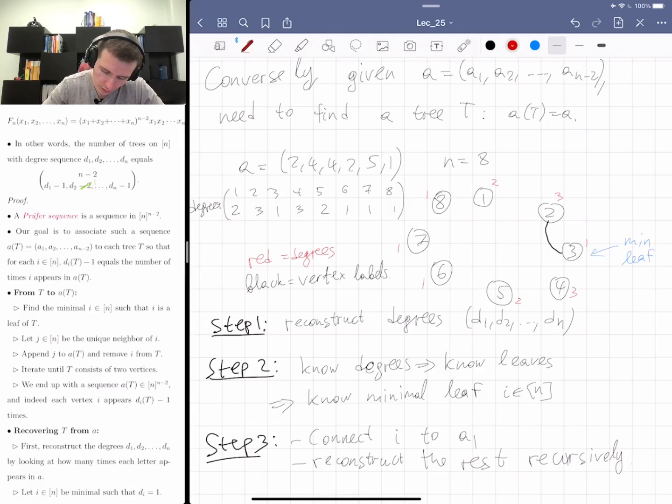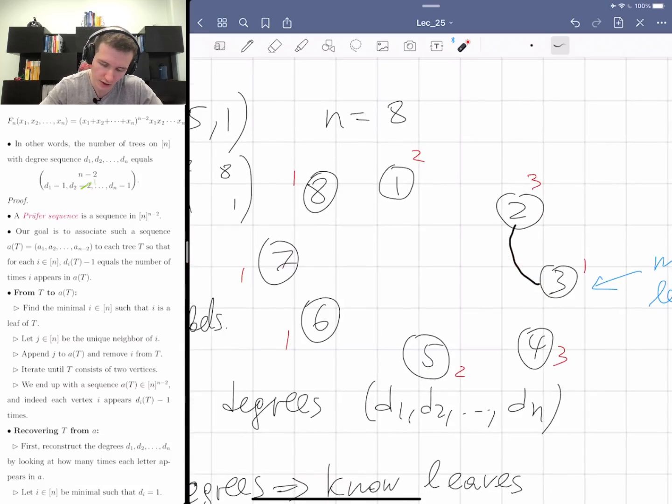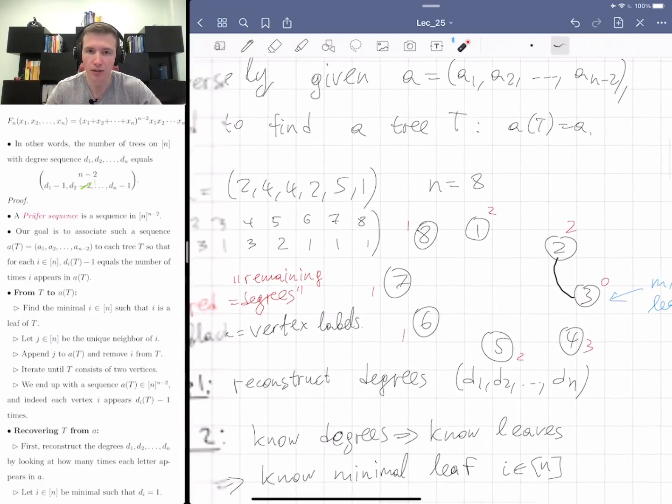If I have already found an edge, so I found that 3 was connected to one vertex, and I already found that vertex, let me decrease: replace 1 by 0, and replace 3 by 2. So these red numbers keep track of how many more edges to each vertex I need to add. Is that clear what I'm doing? Okay, so let me now continue.